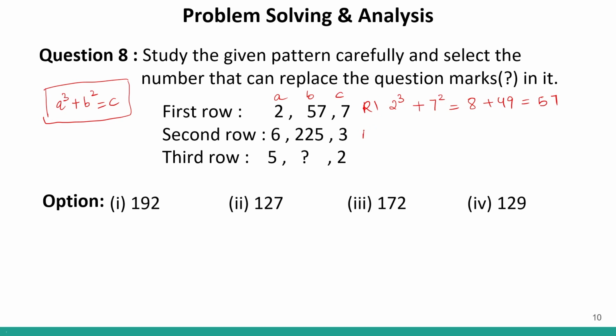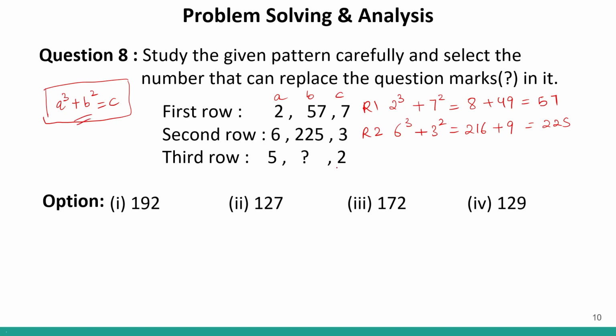Okay, for the second row, let us check. If I say 6 cube plus 3 square, 6 cube is how much? 6 cube is 216 plus 3 square is 9. This gives me 225. So this logic is correct for both row 1 and row 2. That means this is the correct logic.